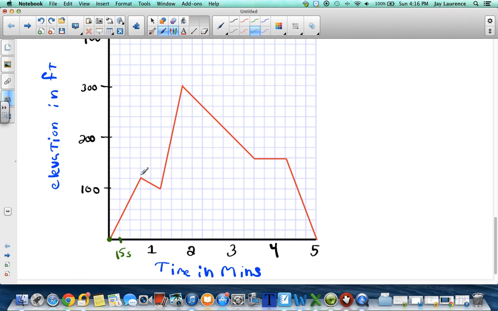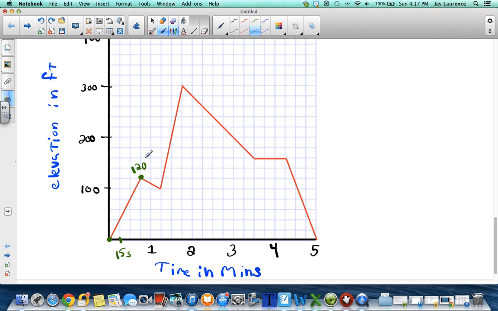So in 45 seconds, this helicopter has climbed to a height of, well, let's see, that's 100. How many did I take to get there? 1, 2, 3, 4, 5. So each one must be 20. 100 divided by 5 is 20. So it gets to 120 feet.